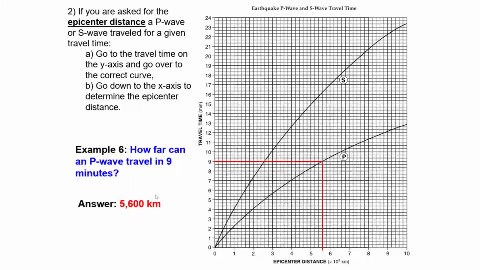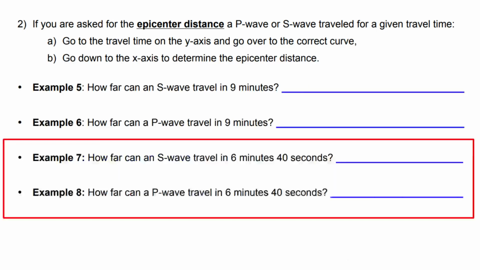Example 6 asks, how far can a P-wave travel in 9 minutes? So we're still starting with the time, which is 9 minutes, but this time we're asked about the P-wave. So we're going to start at 9 minutes, go all the way towards the right, stop at the P-wave curve, and go down, and this gives us the distance the P-wave travels in 9 minutes. The distance that the P-wave travels in 9 minutes is 5,000, 5,200, 5,400, 5,600 kilometers. So the answer is 5,600 kilometers.